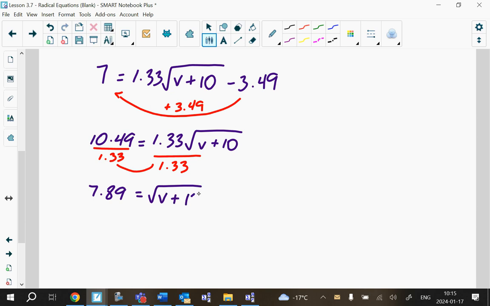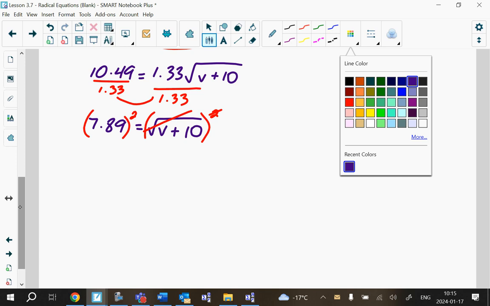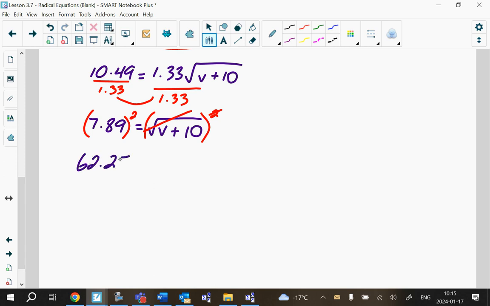Now what? Square both sides. 7.89 squared, 2 decimal places again: 62.25 is equal to V plus 10. Almost there. Subtract 10. Therefore, V is going to be 52.25. Don't forget your units. We're calculating wind speed here. Wind velocity is equal to V.